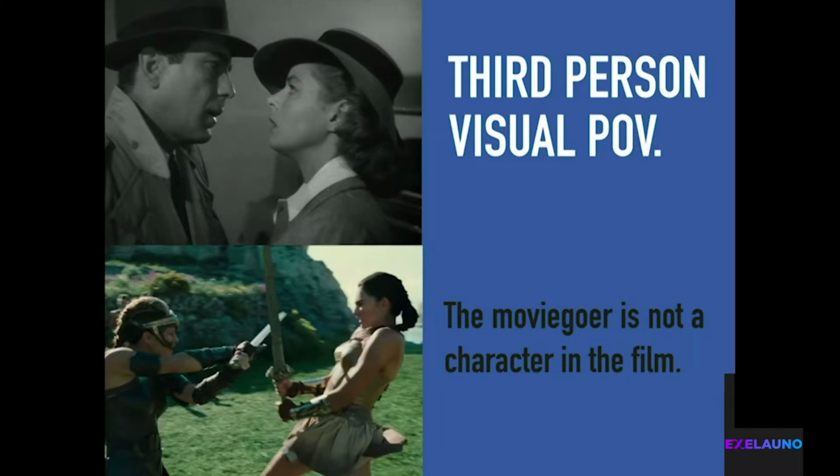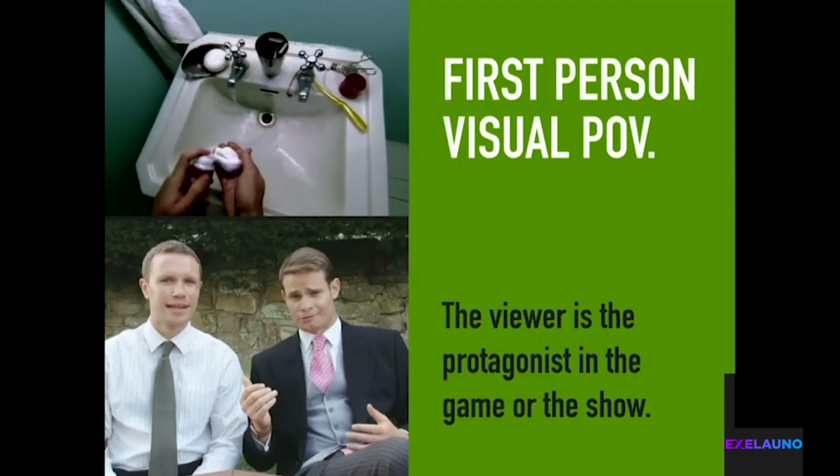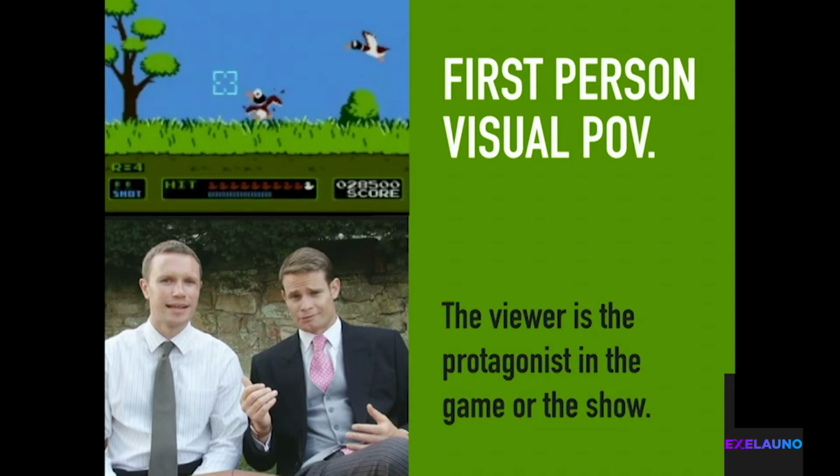So then we've got first-person visual point of view, which I'm not sure if you're familiar with that. It's never used in video games. That was me checking to see if you're awake. It's like always used in video games. We've all heard of first-person shooter, right? So that's first-person visual point of view. The viewer is a protagonist in the game or the show. You're making things happen. It is rare in film, though.